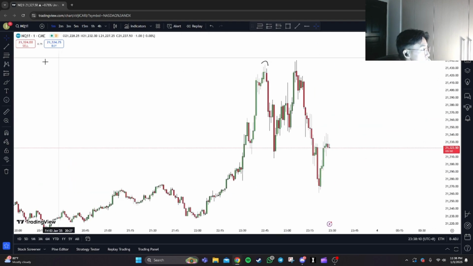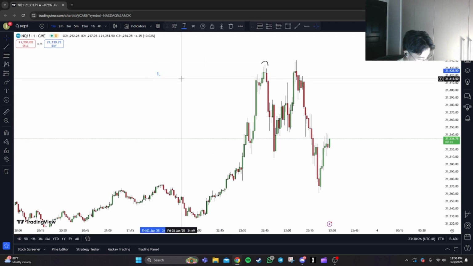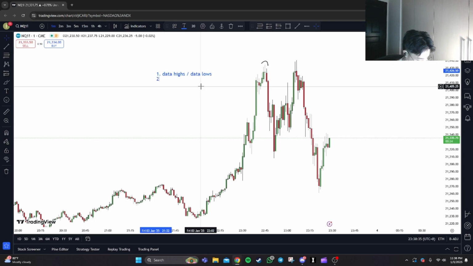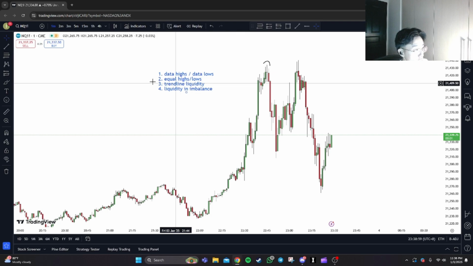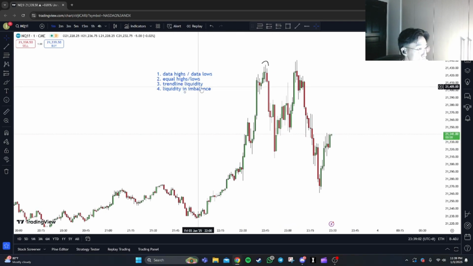What are my most used liquidity points? Number 1, you got data highs slash data lows. Okay. Number 2, equal highs slash lows. Number 3, trend line liquidity. Number 4, liquidity in imbalance. Alright, for number 4, I'll be talking about imbalance another time, so don't really worry about that first.